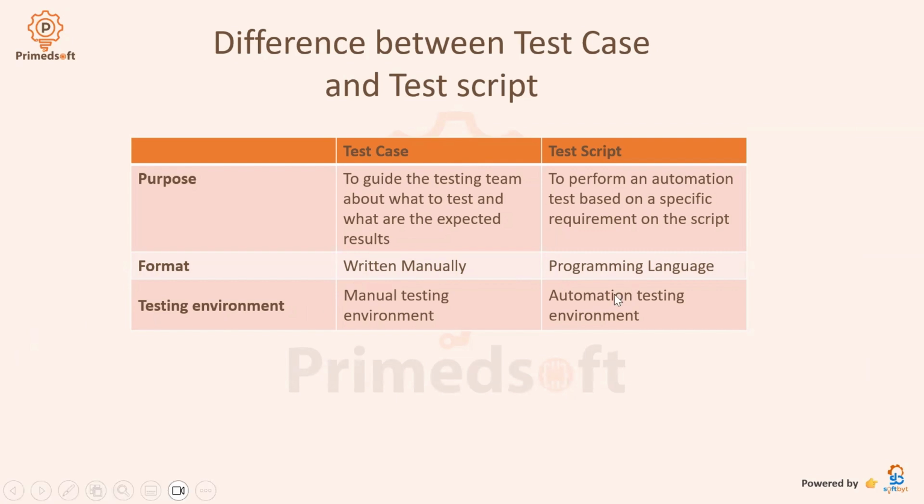So we have the environment, which includes the manual testing environment. You use a manual testing environment for test cases, while for automation, you use automation software to write your test scripts, and it's used for automation testing.